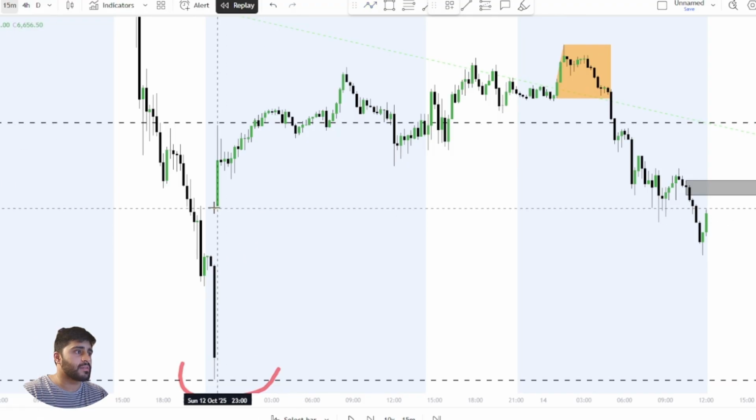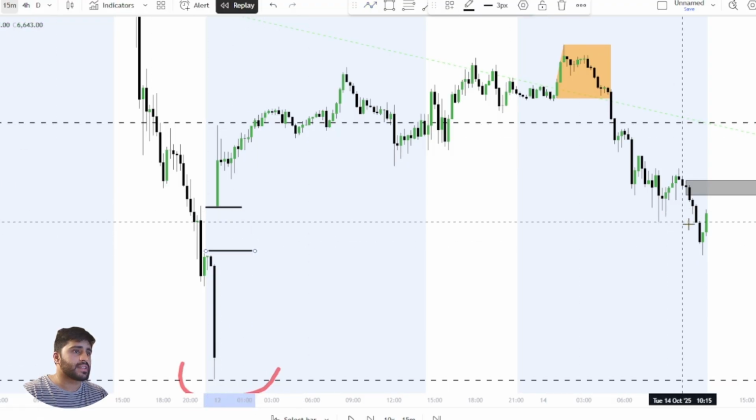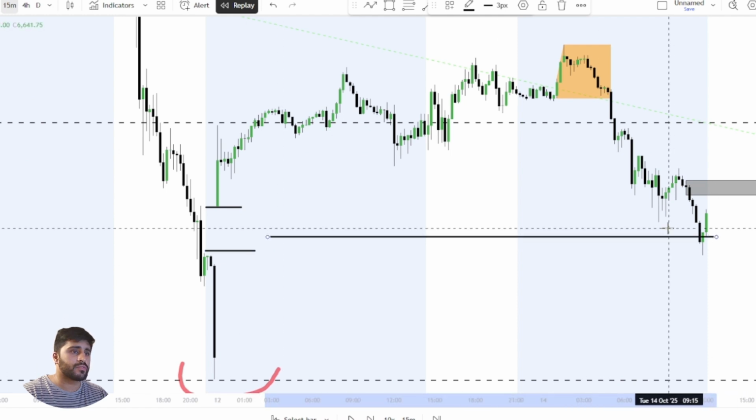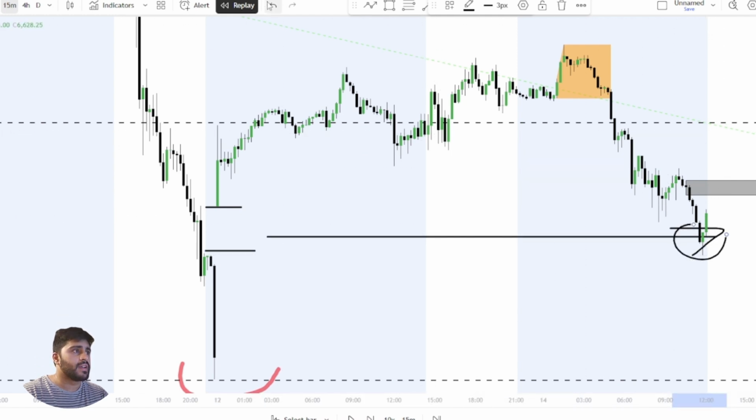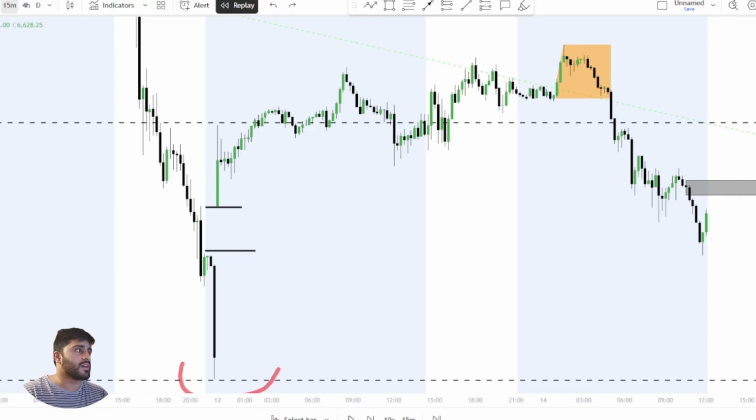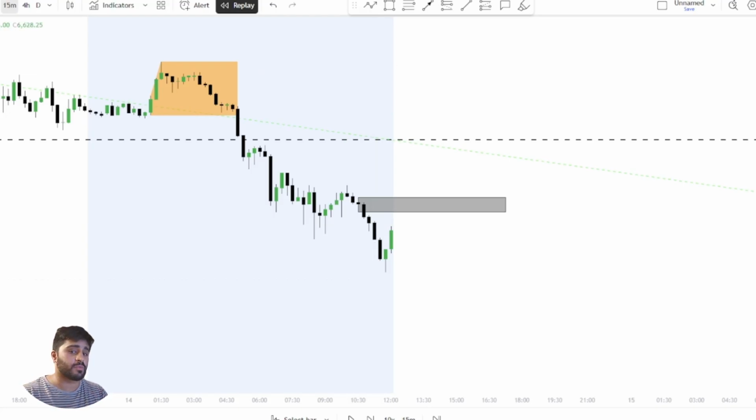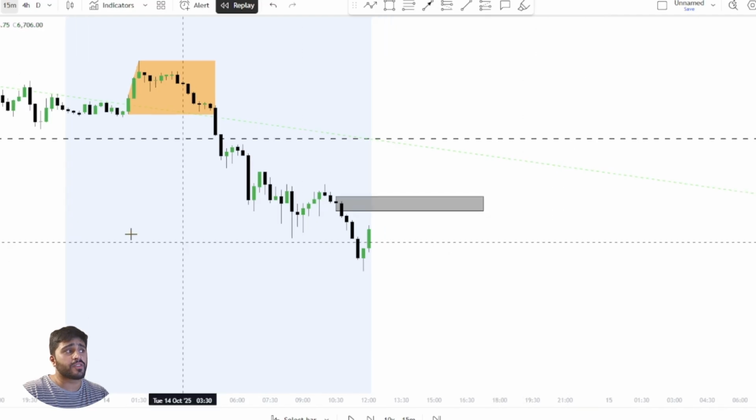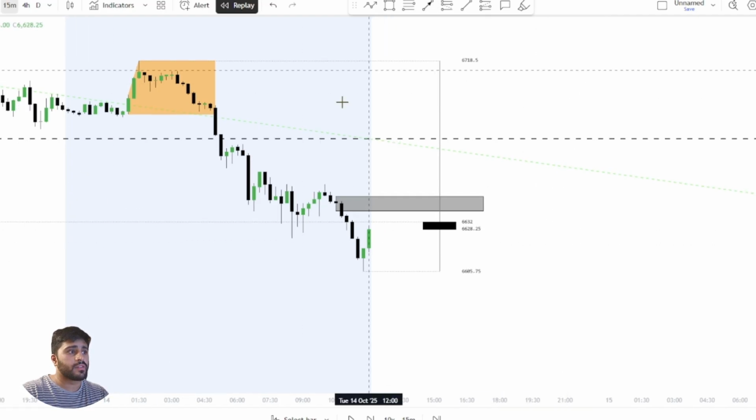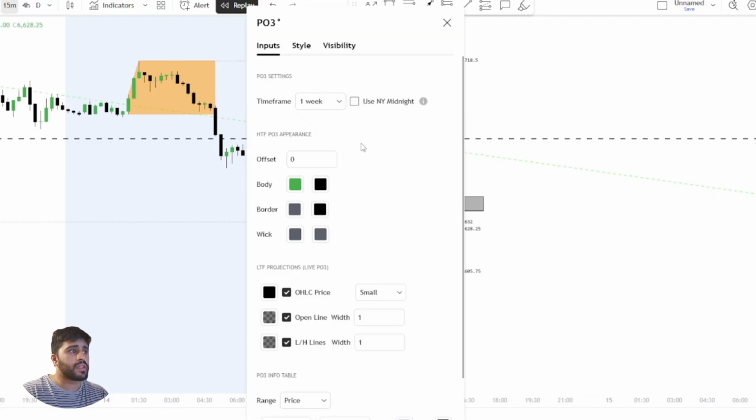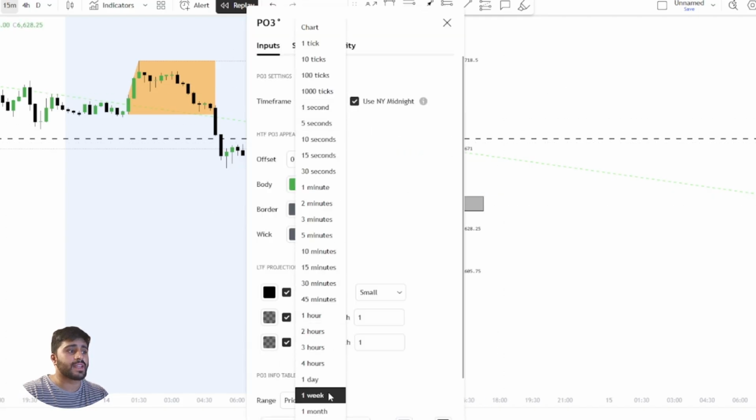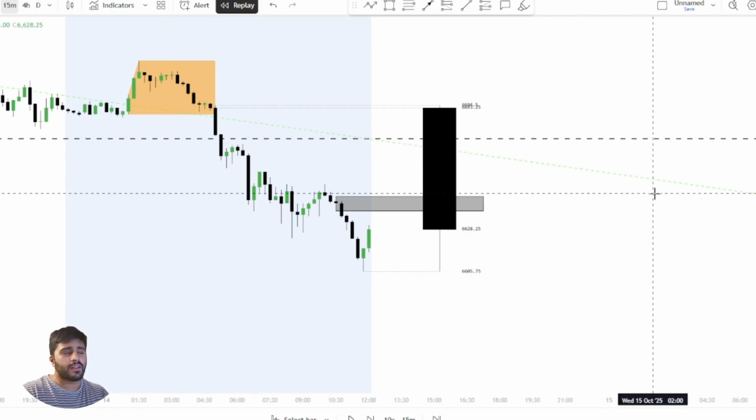Notice how this gap from here to here has been filled on Tuesday, right? We filled the gap. That is the second thing to look out for. Now, the third thing to look out for, which makes this a very good support area, or we don't know it's going to be support just yet, what makes this a good key level is this right here. So this is the PO3, and I'm going to change this to the daily candle, right?